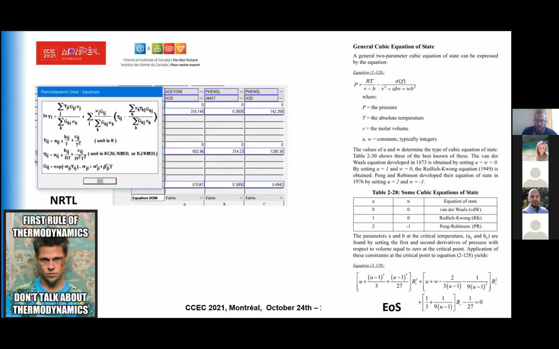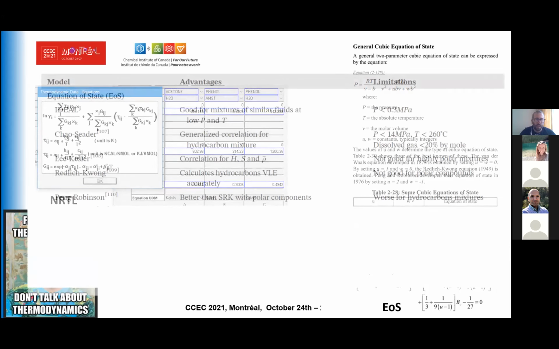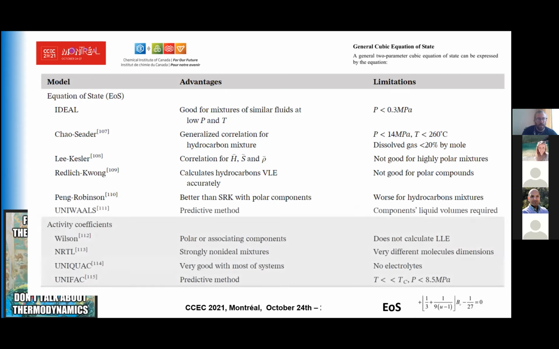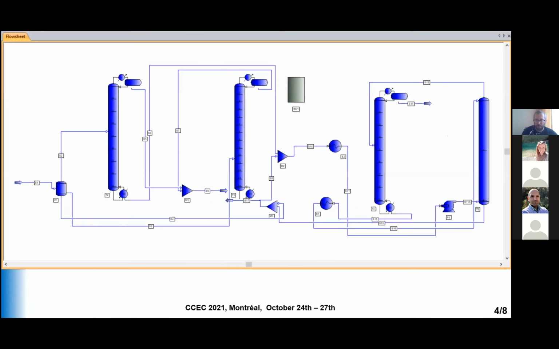In our paper, we put a table, and I reported it here, with the main advantages and limitations for the phi approach, equation of state, and the activity coefficients approach. As a general suggestion, always check in the literature the models that they employ for their system, and always double check the simulated data, also the data of the papers. So after having selected the thermodynamic model, the user proceeds to build the flow sheet and run the simulation.